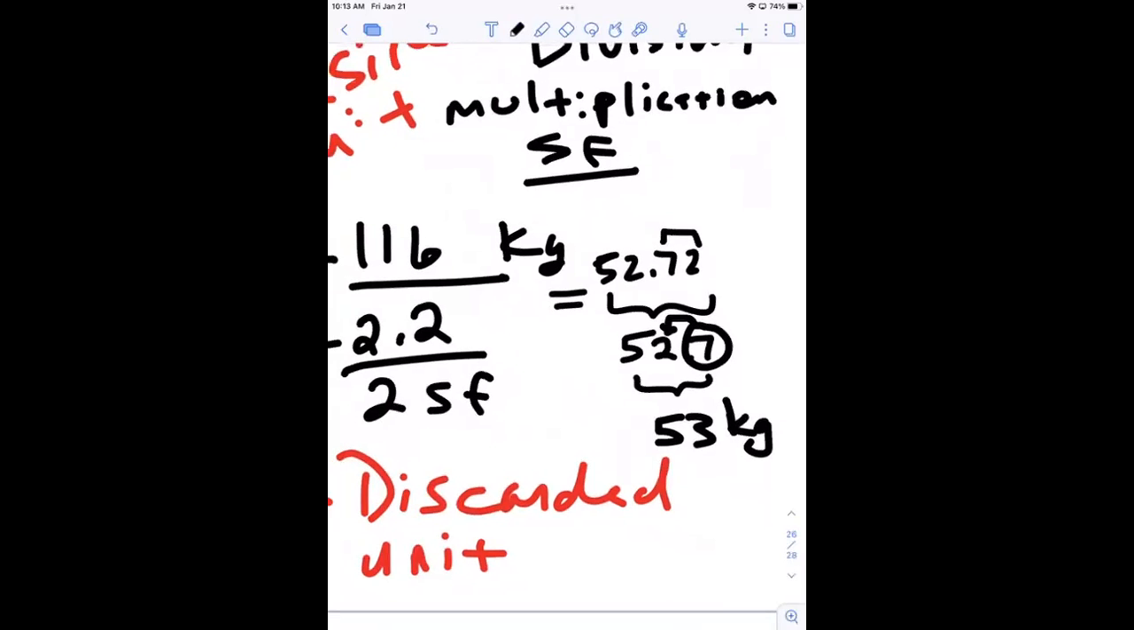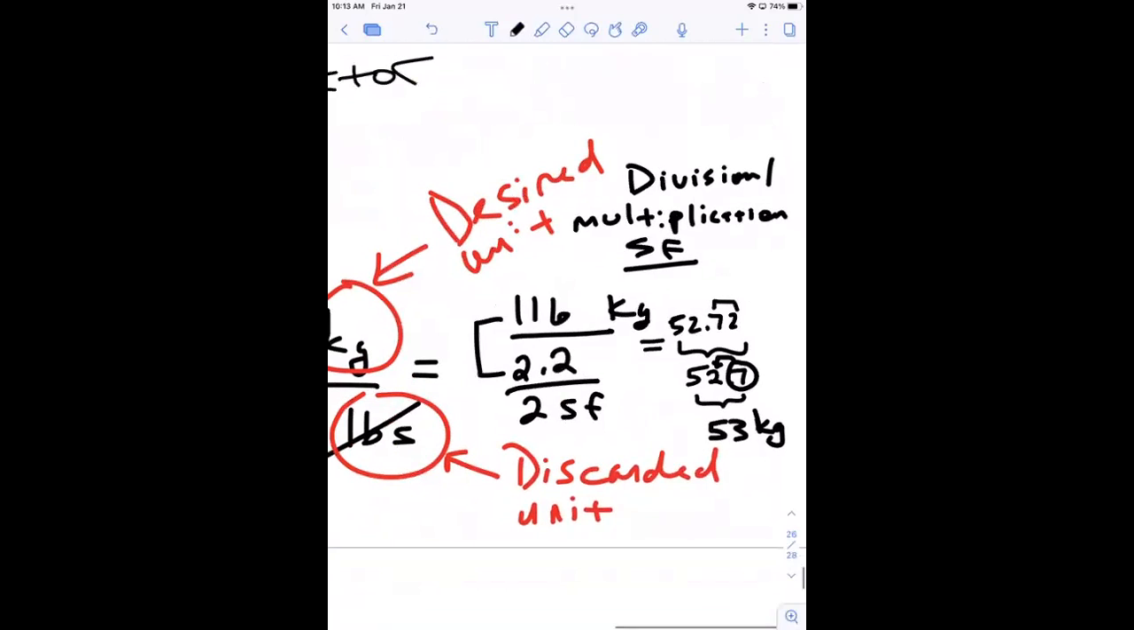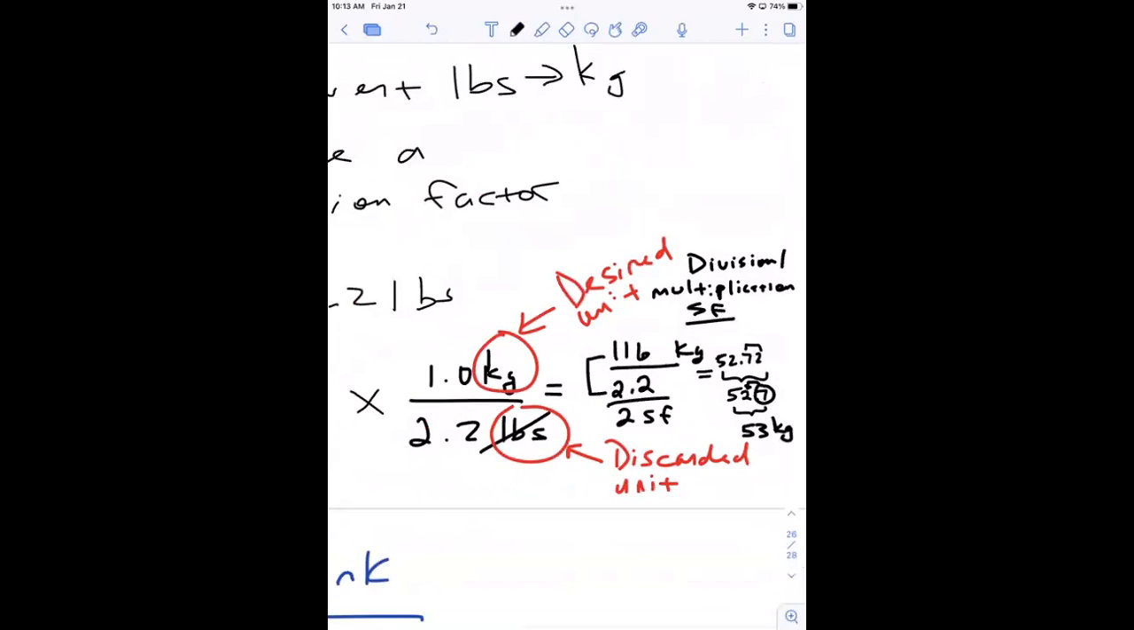All right, any questions? So we used this example. We looked at a unit conversion.